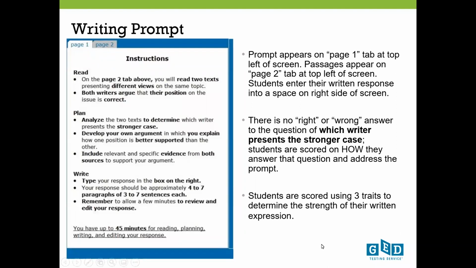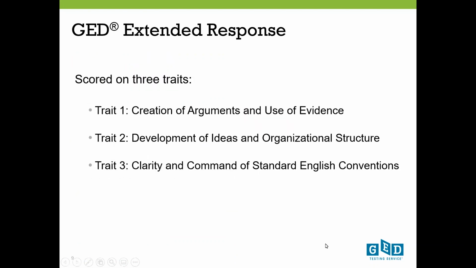Students are scored using 3 traits to determine the strength of their written expression. And let's look at those traits now. So the 3 traits are trait 1, creation of arguments and use of evidence. Trait 2, development of ideas and organizational structure. And trait 3, clarity and command of standard English conventions.